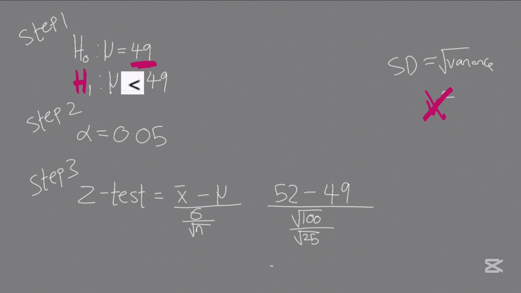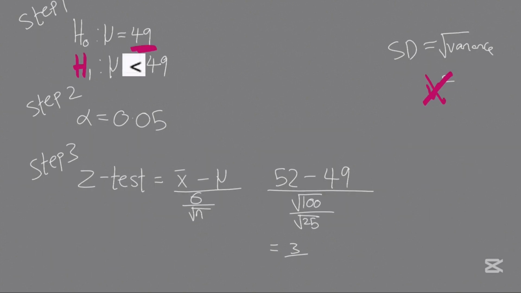So when you do 52 minus 49, you get 3. And the square root of 100 is equal to 10. So 10 divided by the square root of 25, you get 2 as your answer. Then 3 divided by 2 is equal to what? That will give you 1.5.